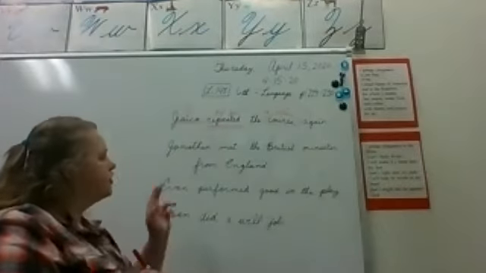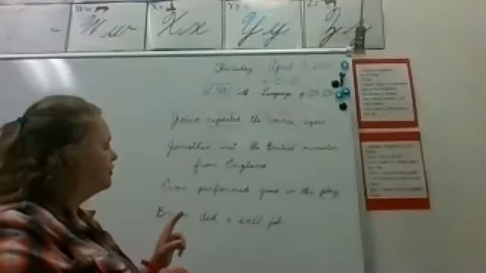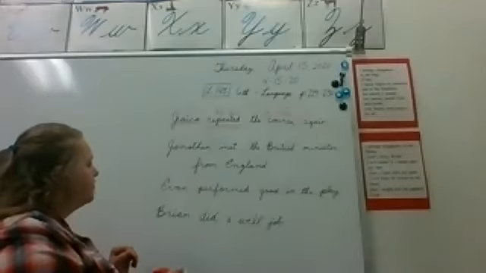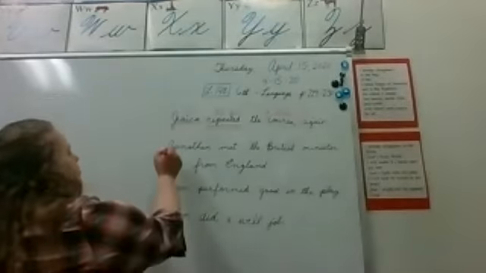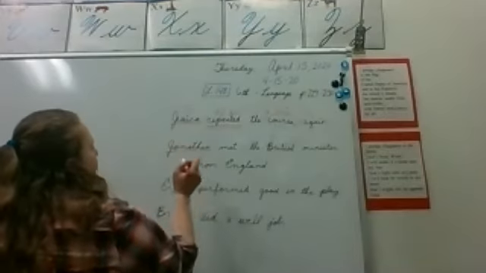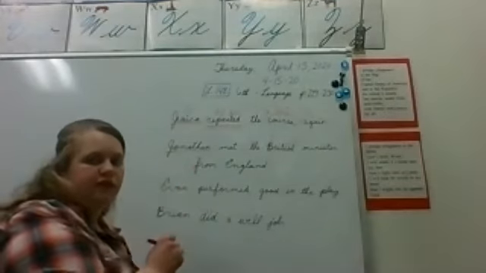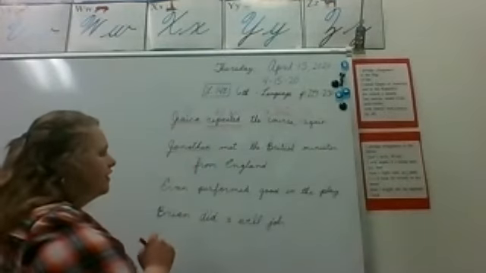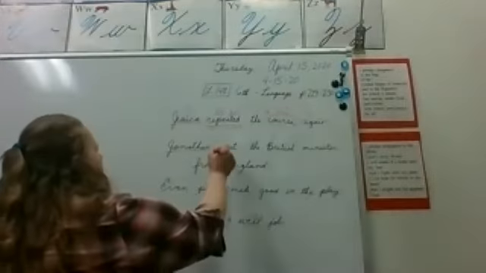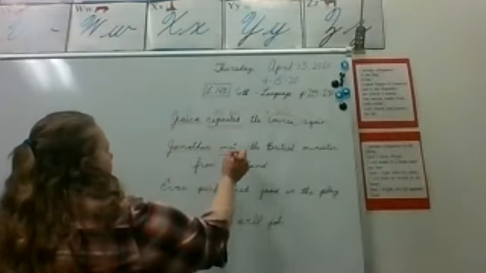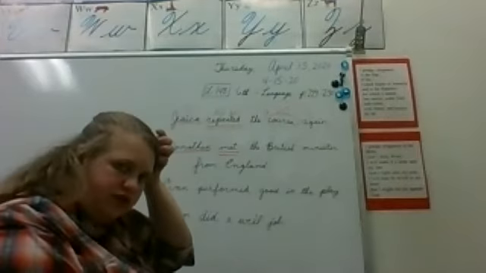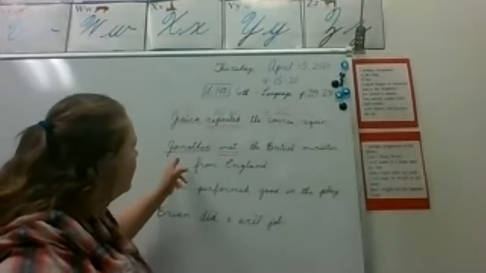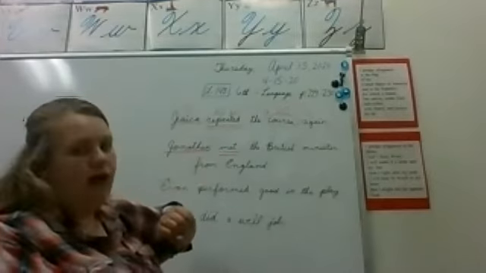So next we have Jonathan met the British minister from England. Okay, so we're going to need to find our subject and verb. Jonathan, okay? And what is our verb? What did Jonathan do? Jonathan met. Okay, make those a little bolder so you can see the lines, okay? Jonathan met who or what? The minister, right?